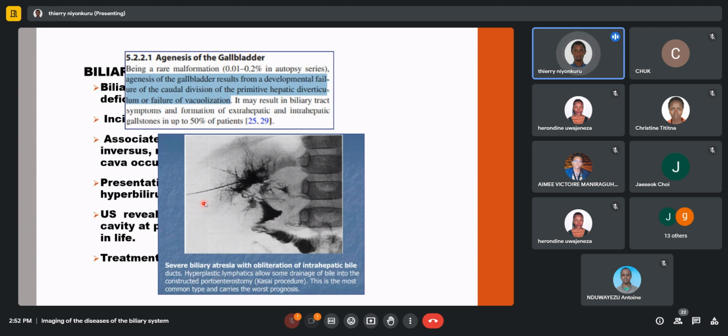So in this image, with the patient with severe atresia, we can see that there is no post contrast. We cannot see the intrahepatic ducts. They are obliterated. So the contrast is passing into the lymphatic system, which will allow the elimination of the bile. But this is a patient post-operatively, where they were treated with portoenterostomy or Kasai procedure.